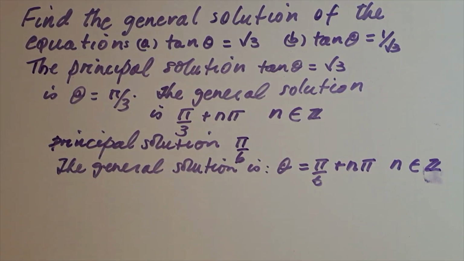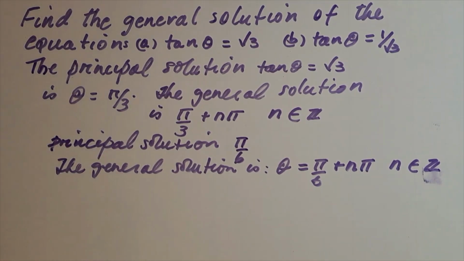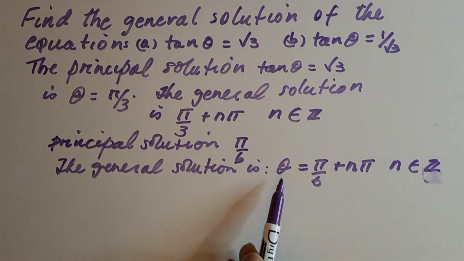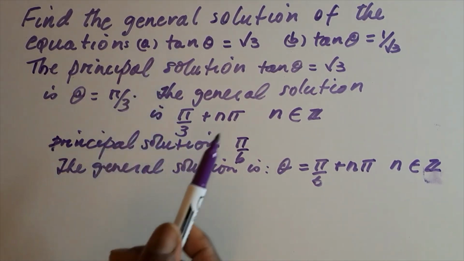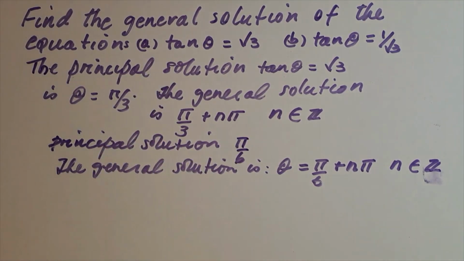Again, check for various positive and negative values of n to ensure that whatever you arrive at as theta, if you find tan of that angle, you should get the reciprocal of root 3.